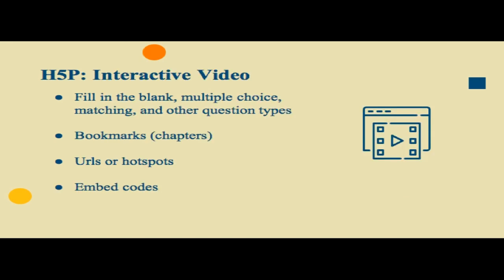One of the content types available through H5P is called interactive video. Using this tool, you can easily add interactive elements to any video, such as bookmarks and links. You can also add various types of questions, such as fill in the blank, multiple choice, matching, and more, so that students can check their knowledge as they watch the video. The video can then be embedded on a course website or in a learning management system.